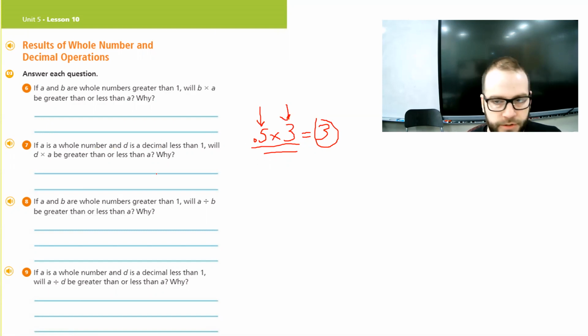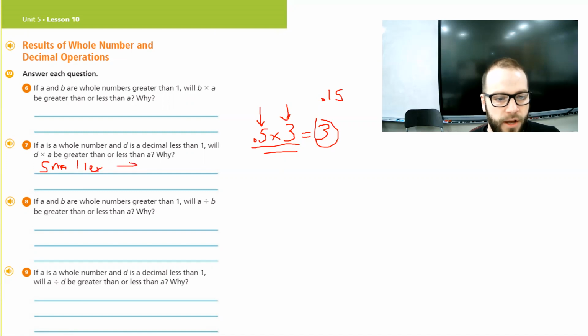And so the answer is going to be smaller, right? Because it's actually 1.5... I mean 0.15. Why? Because you're taking a fraction of the whole number, right? You're taking a fraction or a part of the whole number. So the answer is smaller. Gross.